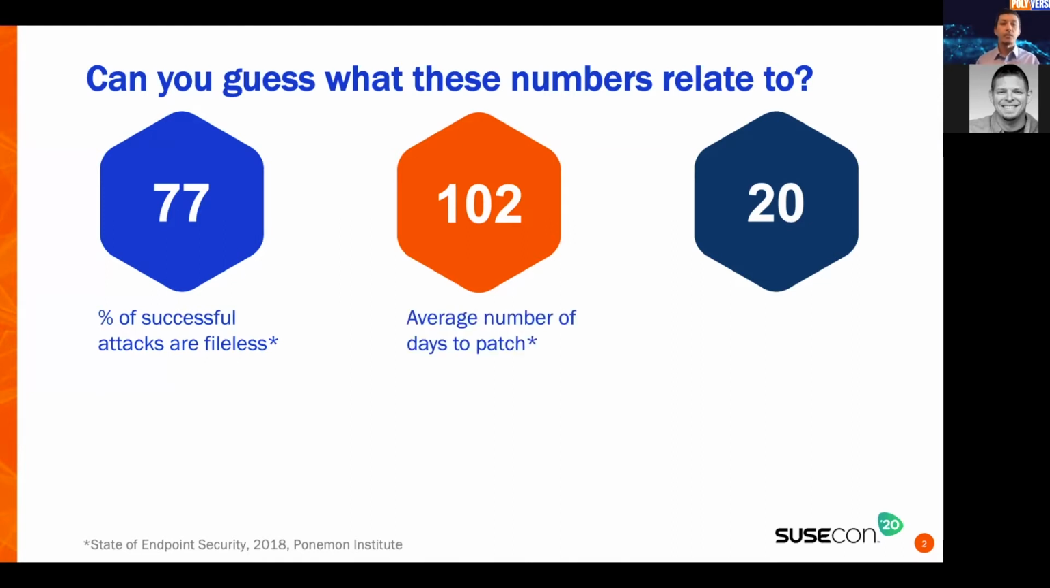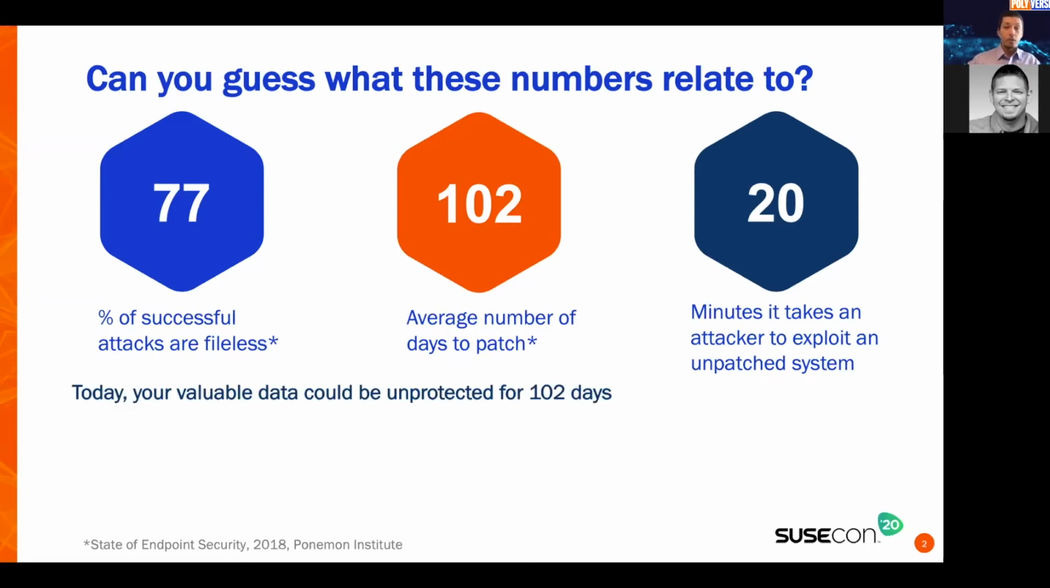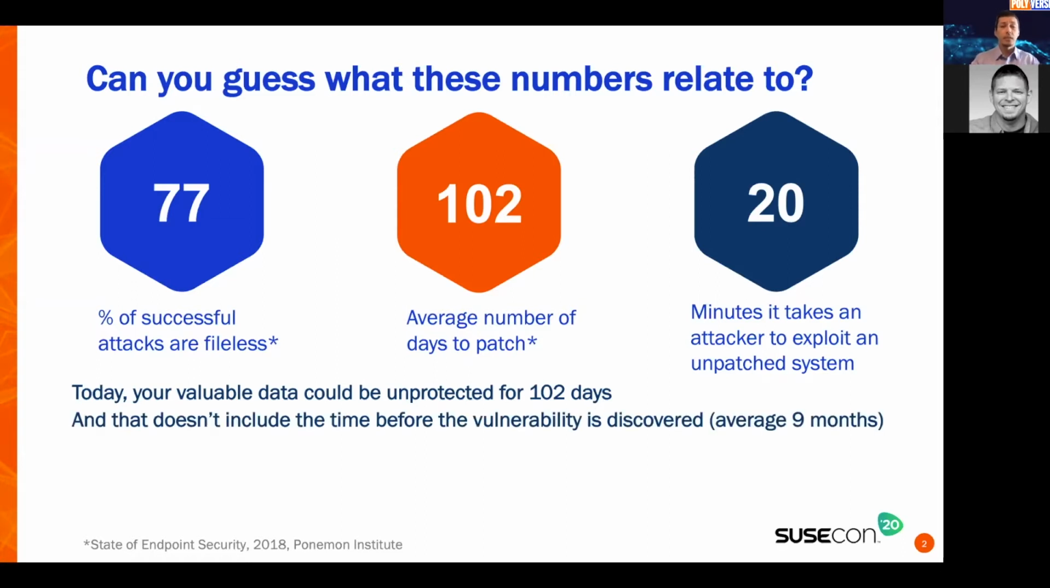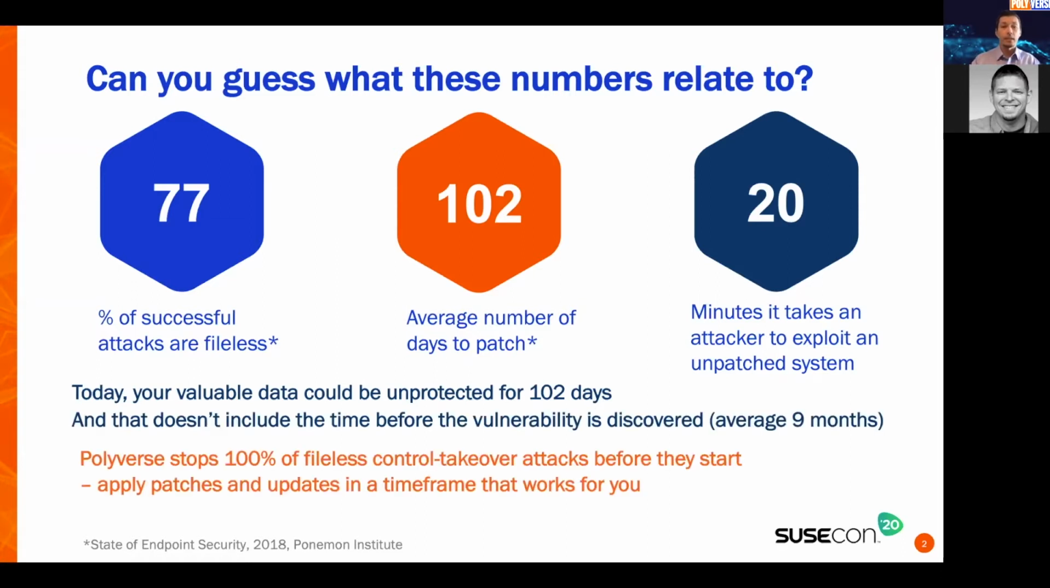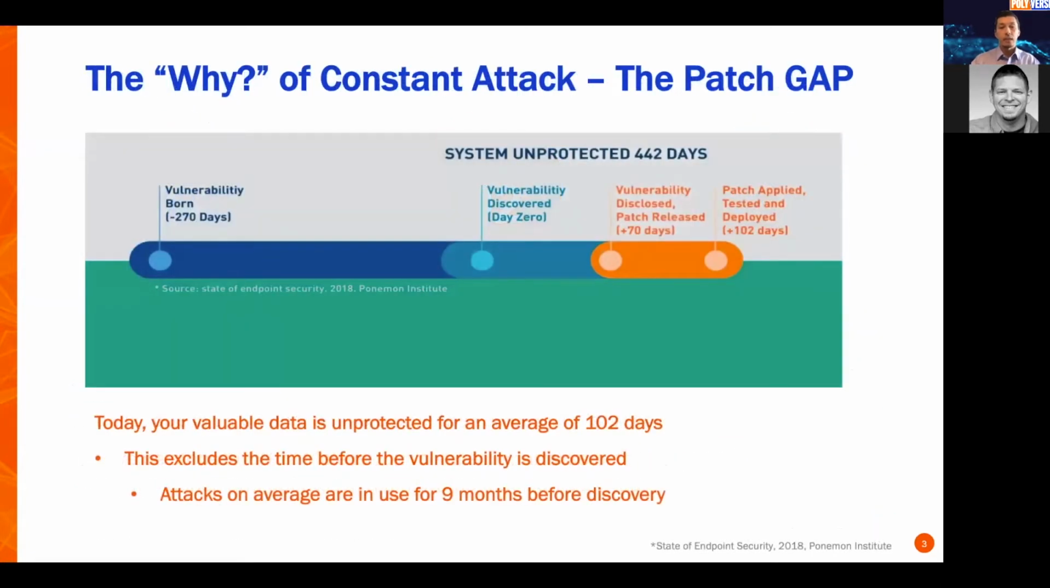102 is the average number of days that it takes to patch a system. So from the day that a vulnerability is discovered, which we'll call a zero-day attack, till the time that it takes to patch it, it's going to be 102 days. I'll dive into that a little bit more. 20 minutes is how long it takes for an attacker to exploit an unpatched system. So when you consider the difference between 20 minutes and 102 days, clearly the economics are in the favor of the attacker for exploiting as many systems as they possibly can.